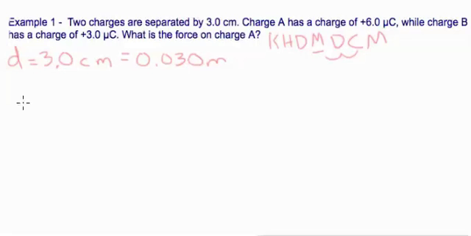Next we have the Q1, charge 1, or you can say A if you want, since this isn't A and B's. It's positive 6.0 microcoulombs.